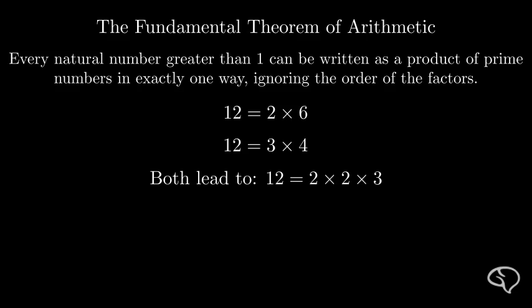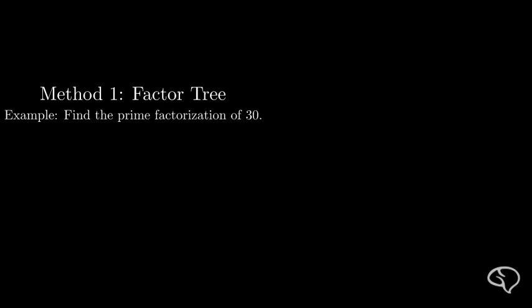Our goal now is to learn how to find these unique prime factors for any number. We'll explore two common methods for doing this. The first method we'll learn is called the factor tree method. It's a very visual way to break down a number. Let's find the prime factorization of the number 30 using a factor tree.